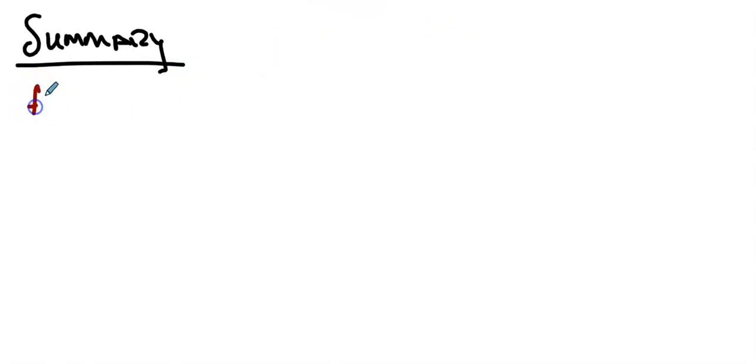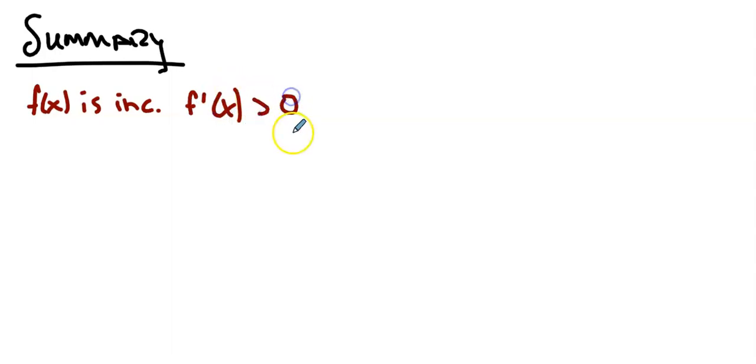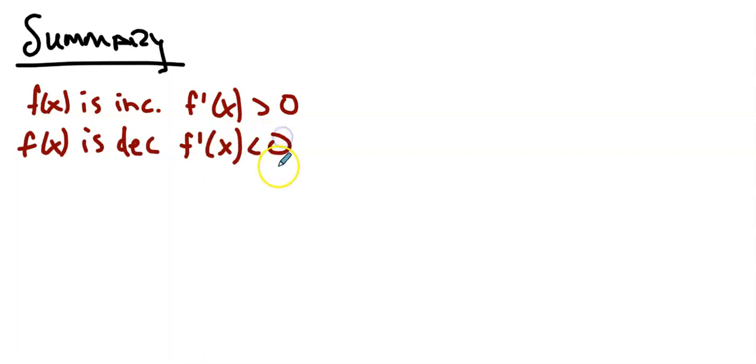So when f of x is increasing, that means that f prime of x is greater than 0. When f of x is decreasing, that means f prime of x is less than 0.